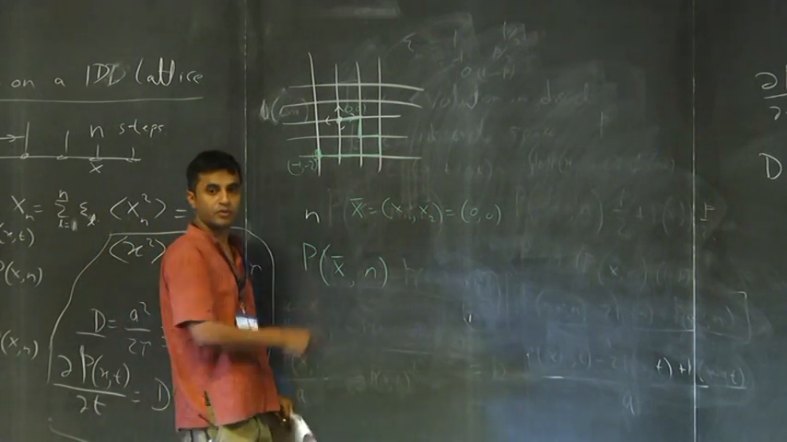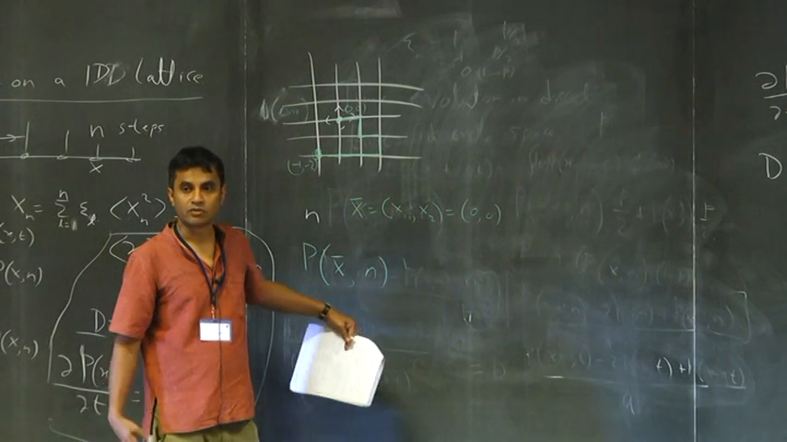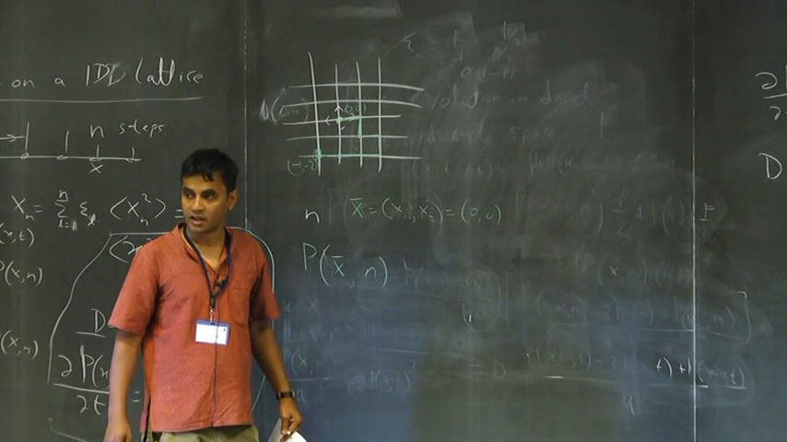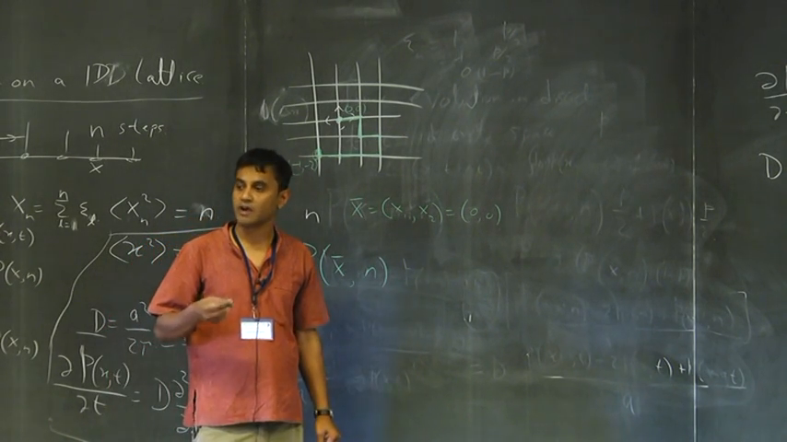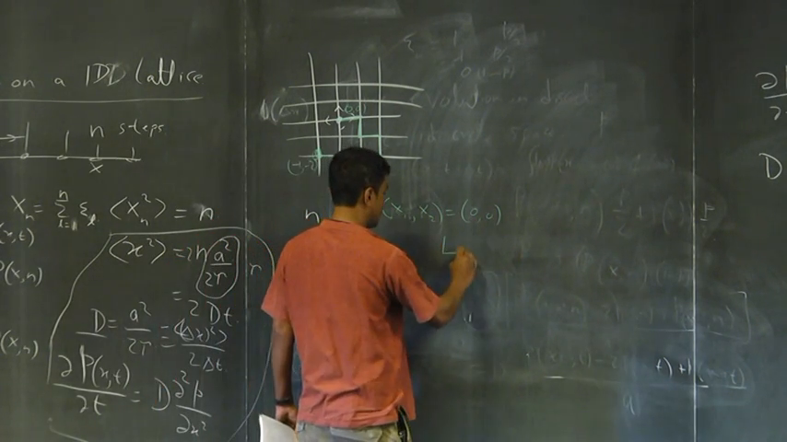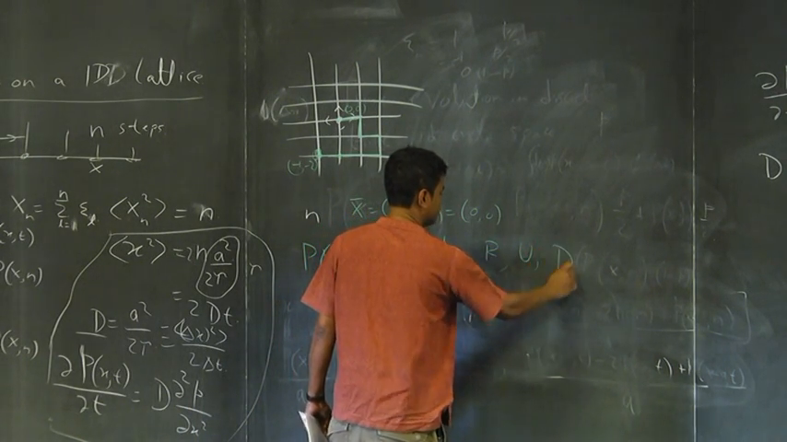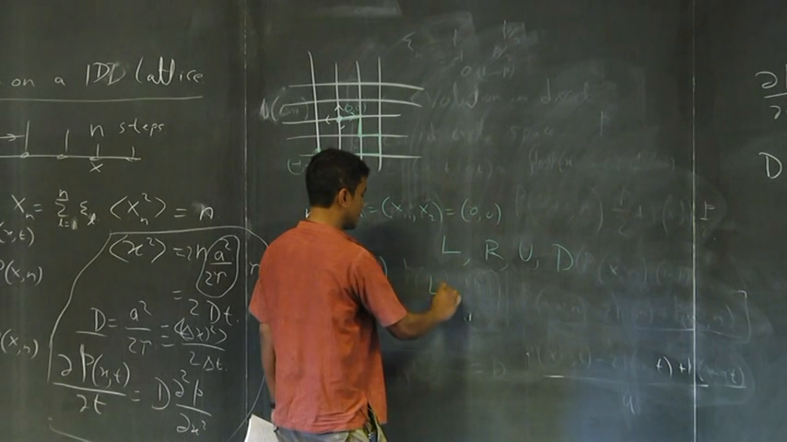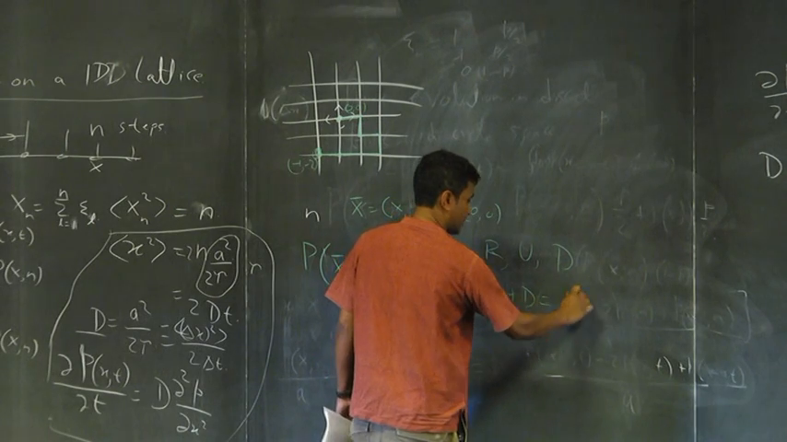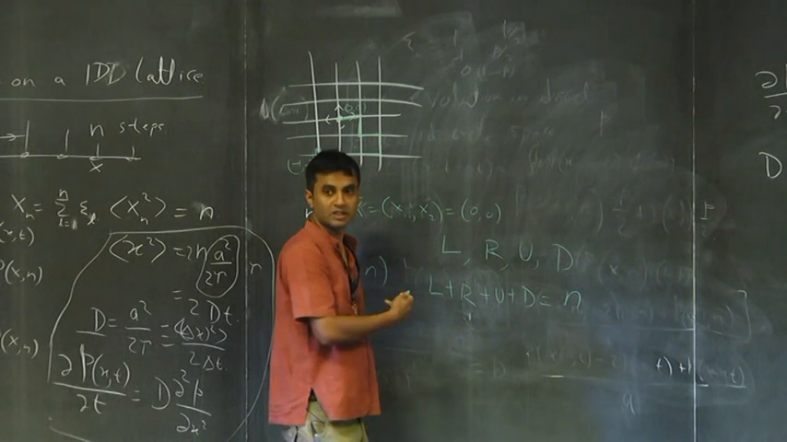So now, if you wanted to do this the combinatorial way, how would you do it? The same kind of thing. You just have to count the number of up steps, down steps, left steps, and right steps. So let's say L is the number of left steps, R right, and U and D up and down. Then what we know is L plus R plus U plus D is equal to N. The total number of steps must be N, and what else do we know?